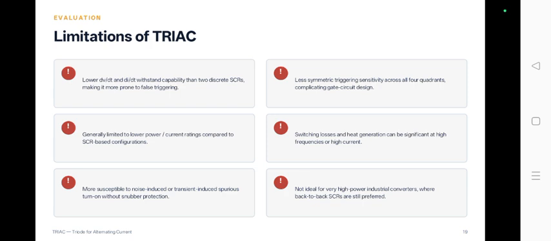Next are the limitations of the TRIAC. It has lower dV/dt and dI/dt withstand capacity than two discrete SCRs, making it more prone to false triggering. It is generally limited to lower power current ratings compared to SCR based configurations, and more susceptible to noise and transient induced spurious turn-on without snubber protection. Triggering sensitivity is less symmetric across all four quadrants, complicating gate circuit design. Switching losses and heat generation can be significant at high frequencies or high current. It is not ideal for very high power industrial converters, where back-to-back SCRs are still preferred.